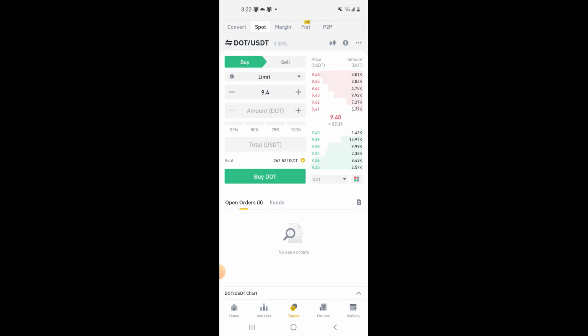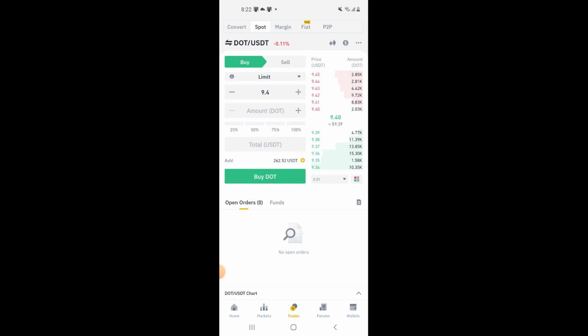And then here the red colors show the sellers, how much they want the DOT price to go. The sellers always want the price higher than the market price, which is 9.40, and the buyers are the green prices, and they always want the price to go down, so they make more profit when they buy that coin. So here it's written that the DOT coin price is 9.39.